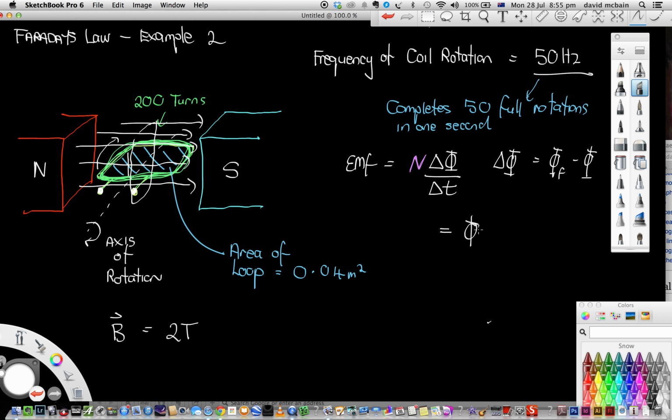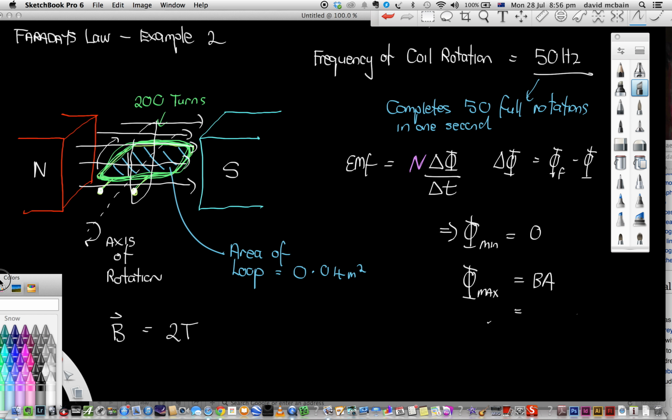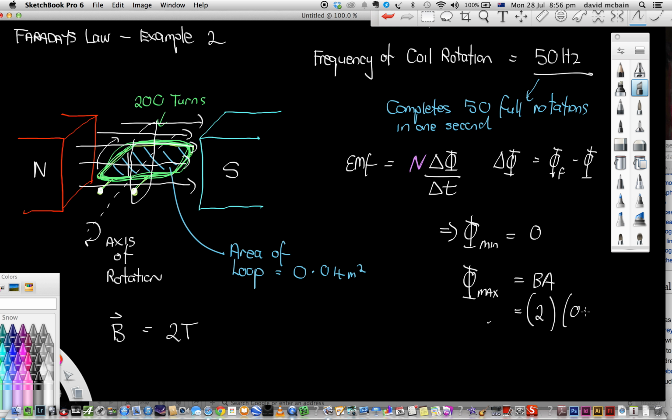So the minimum flux will be zero because no field lines can pass through it. When it's a maximum, the maximum flux will be B times A. And that's when it's in the vertical orientation. And that will be the magnetic field strength 2 multiplied by the area of the coil, which is 0.04. And that will equal 0.08 Webers. So every quarter of a turn, it's going from zero flux to 0.08 Webers of flux.